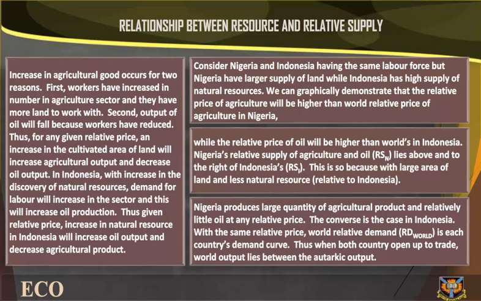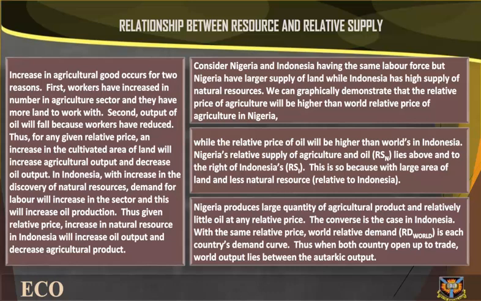We can graphically demonstrate that the relative price of agriculture will be higher than the world relative price of agriculture in Nigeria, while the relative price of oil will be higher than the world's in Indonesia. Nigeria's relative supply of agriculture and oil, RSN, lies above and to the right of Indonesia's RSI. This is so because with a large area of land and less natural resource relative to Indonesia, Nigeria produces a large quantity of agricultural product and relatively little oil at any relative price. The converse is the case in Indonesia.